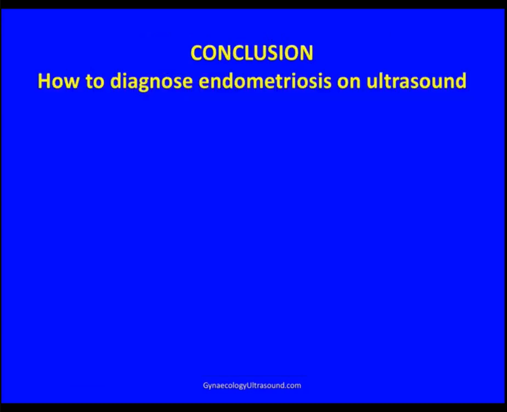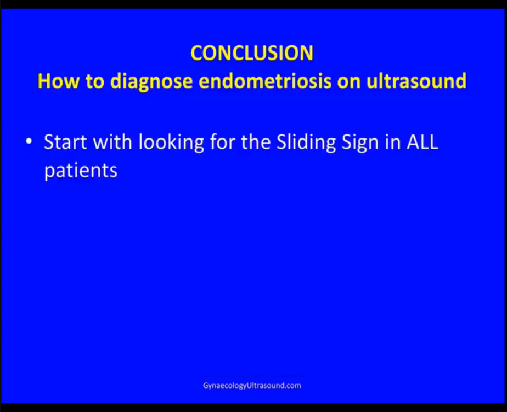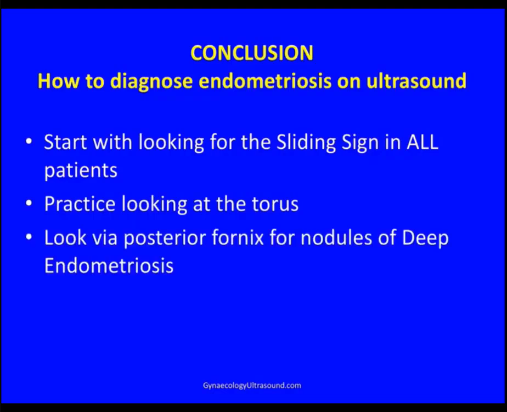So how to diagnose endometriosis on ultrasound? Start by looking for the sliding sign in all patients. Practice looking at the torus. If a pelvis looks completely normal, do learn how you would look at the torus and how you would look through the posterior fornix at the muscularis layer, learning how to find nodules of deep endometriosis. And the main thing is to be very, very gentle.